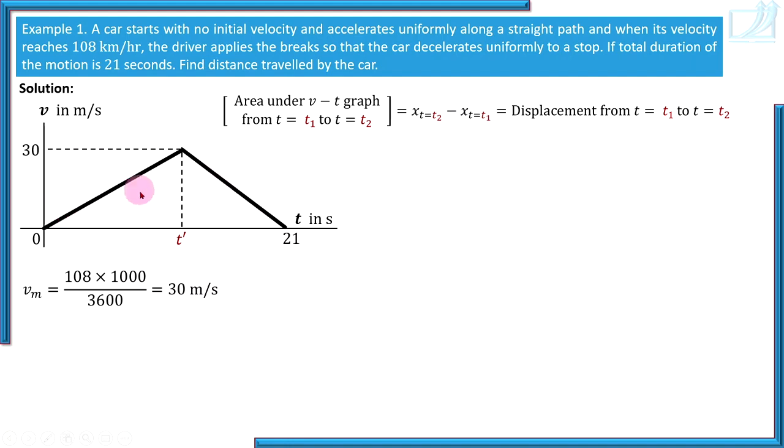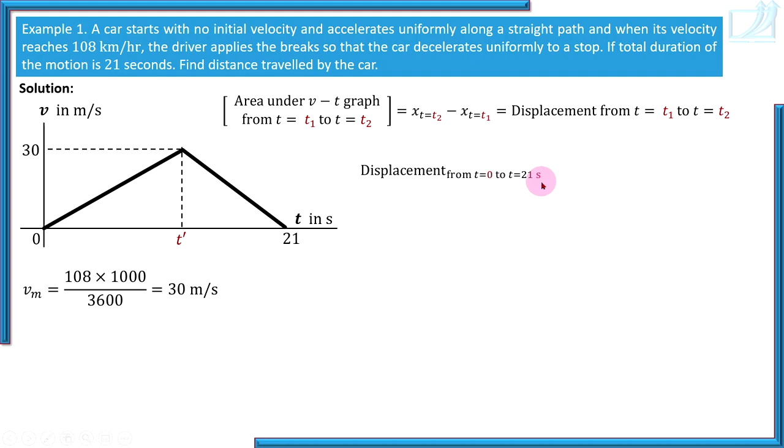Throughout the motion, velocity is positive. What does that mean? Throughout the motion, the particle moves in the positive direction only. So no change in direction of motion. So here distance travelled is the displacement. So how to find that displacement?